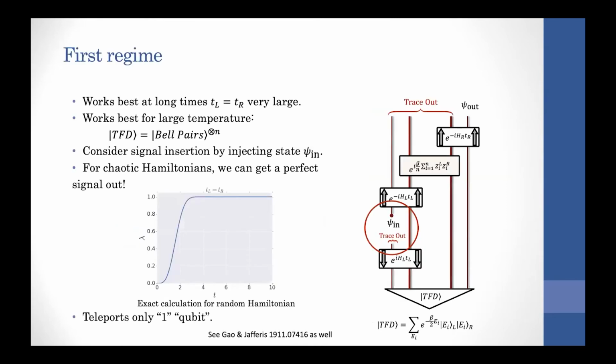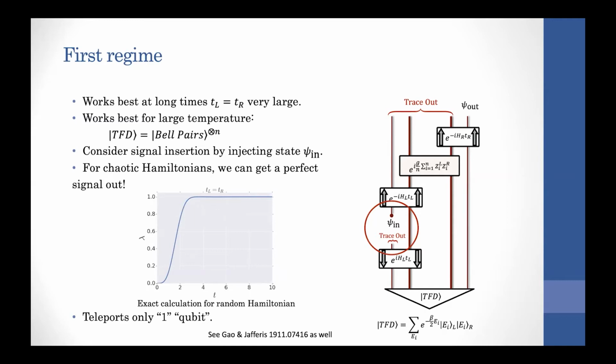So I'm going to study two different regimes. The first regime only requires scrambling dynamics. And here I'm going to implement my channel by injecting a qubit. So basically I trace out the qubit that was here, and I put a fresh new qubit in a known state. And I expect to get it out from the other boundary. So this type of teleportation works at long times when t_L and t_R are both long, and works at very large temperatures. So under these conditions, the actual teleportation through the wormhole is not expected to work. You need low temperature for an actual wormhole.